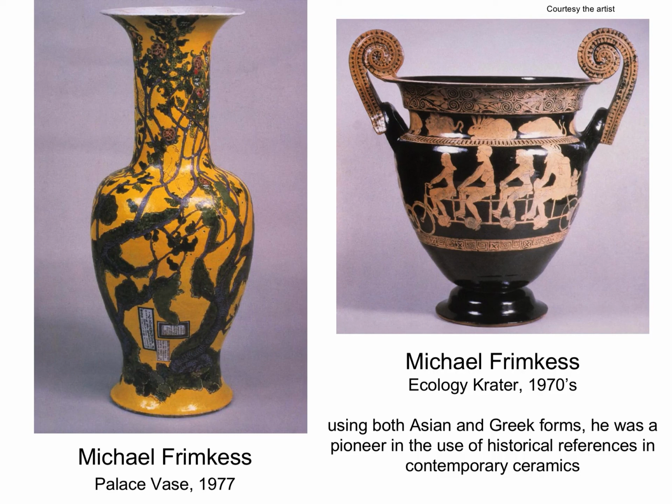Now, one of the earliest ceramic artists who has explored this in the 20th century, starting in the late 60s, early 70s, is Michael Frimkess. And here you have two examples of his work, one from the Asian classical aesthetic on the left and one from the Greek classical aesthetics on the right. And he has reworked those forms to comment about the nature of ceramics, the nature of contemporary society, and how we can make objects today that connect with the past but speak of the present and project themselves into the future in very exciting ways.